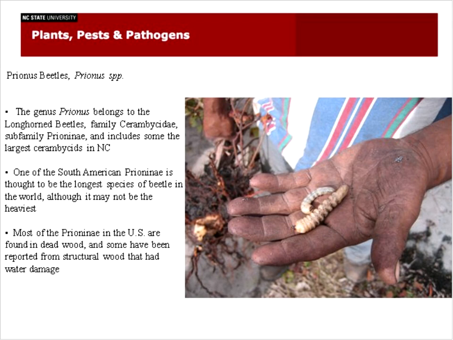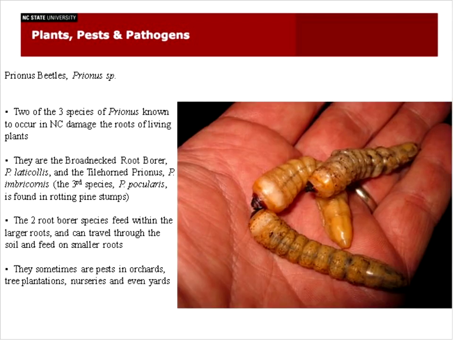Most of the larvae of Prionines here in the United States are associated with dead wood rather than living wood, and in situations where structural wood has had some moisture damage, certain species may get in there occasionally and further increase the damage.